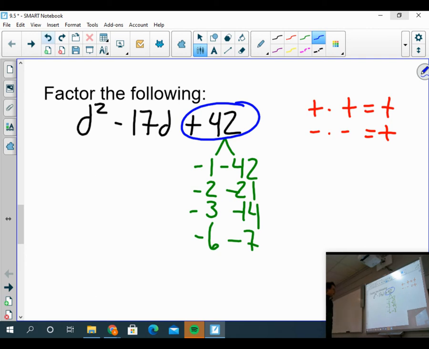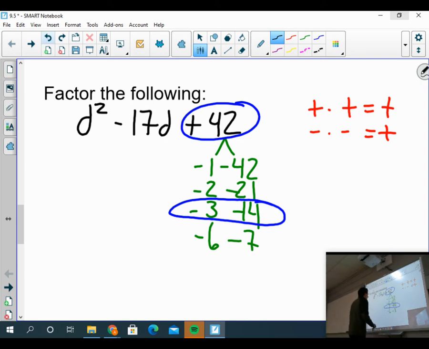Well, let's look at them. Negative 1 and negative 42 gives me negative 43. Negative 2 and negative 21 gives me negative 23. And again, if you're not great at adding negatives or subtracting or working with negatives in general, double check your work with a calculator. Try it in your head, but double check it with a calculator. But what I notice is negative 3 and negative 14, hey, that gives me negative 3 minus 14 or negative 3 plus negative 14, depending on how you look at it, gives me negative 17.